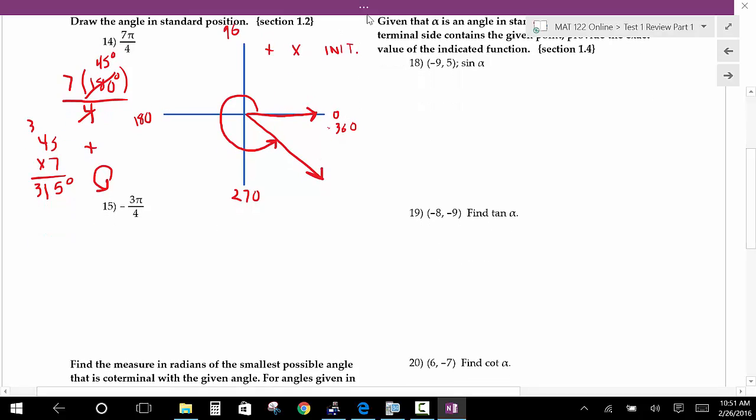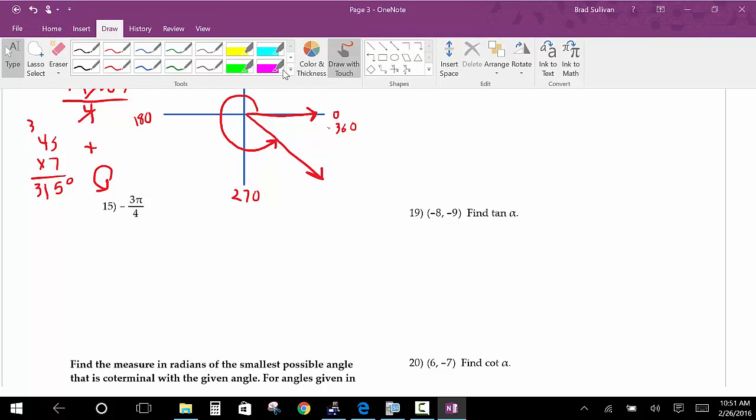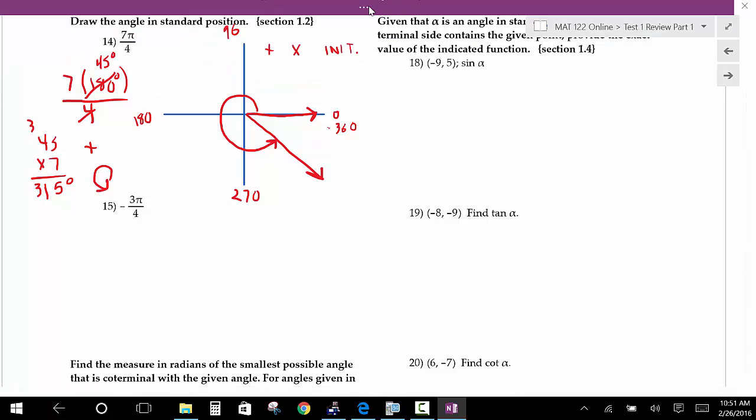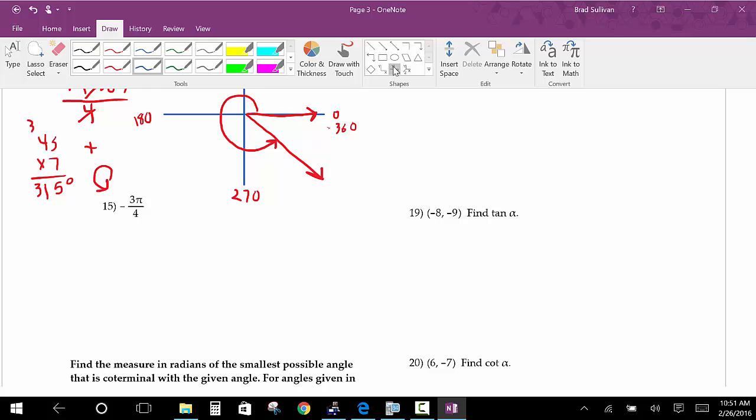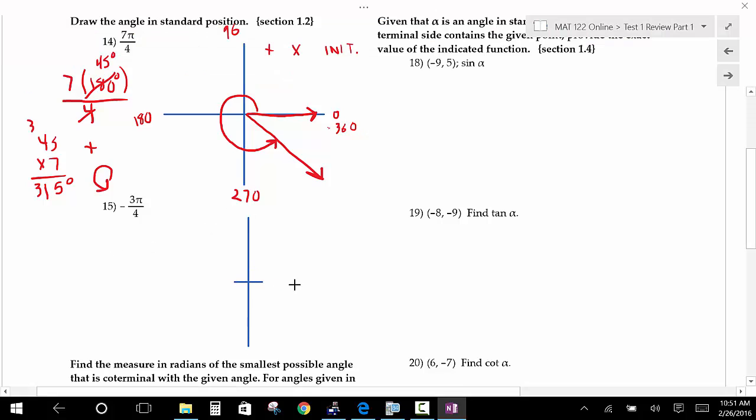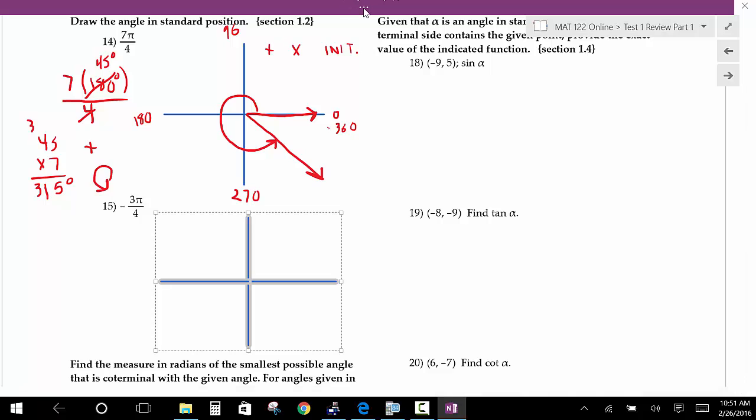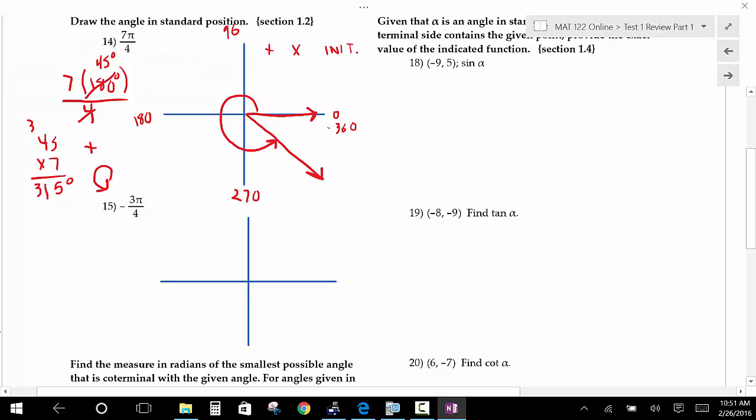We'll do the next one the same way, except this is a negative angle. So let's go ahead and get a coordinate system put together here, and then we'll get this put together. Same approach. Let's take the pi and replace the pi with 180. Reduce the fraction if you can. That's 45 again. And now if you take negative 3 times 45, you're going to get negative 135 degrees.